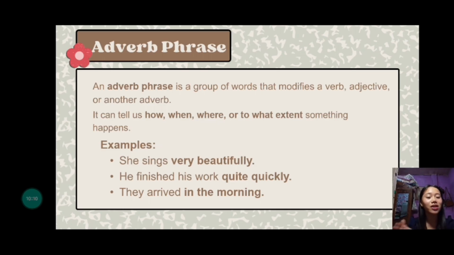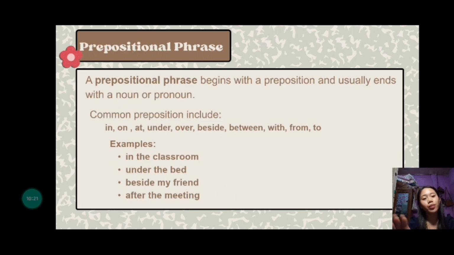This can help us recognize the function of the phrase. A prepositional phrase begins with a preposition and usually ends with a noun or a pronoun. Common prepositions include in, under, over, and so on. Prepositional phrases are very common in everyday English. We use them when we want to describe relationships involving location, time, direction, or other connections. For example, if I say the bag is under the chair, the phrase under the chair tells us where the bag is.